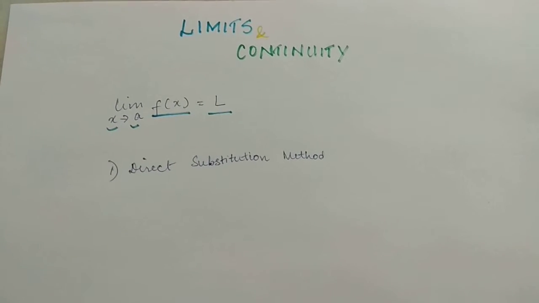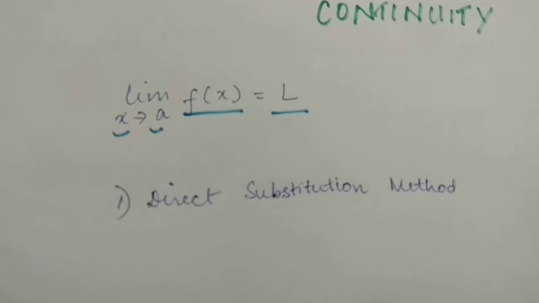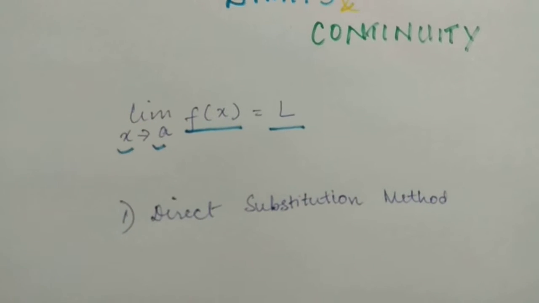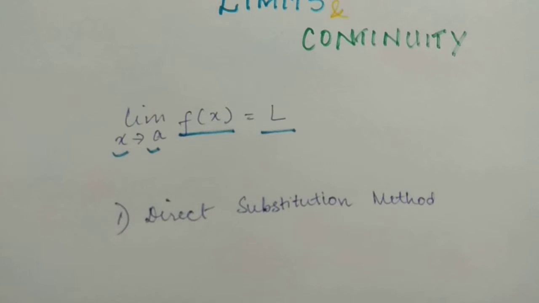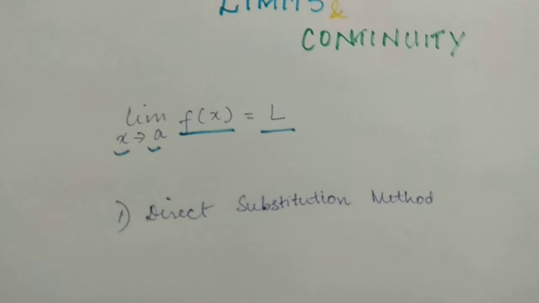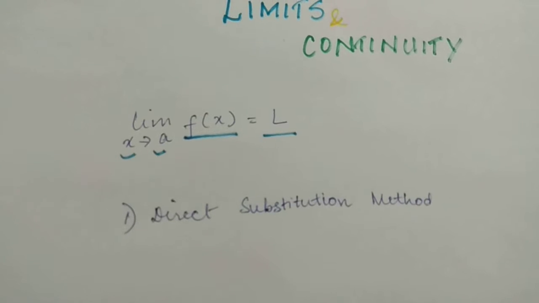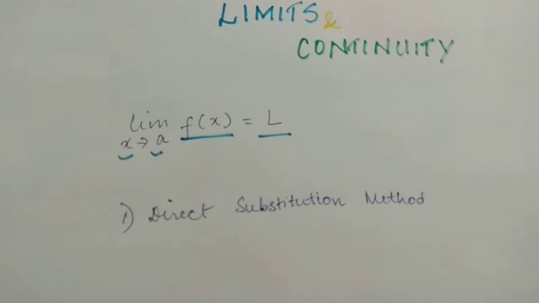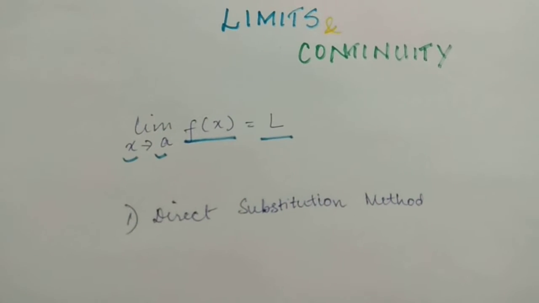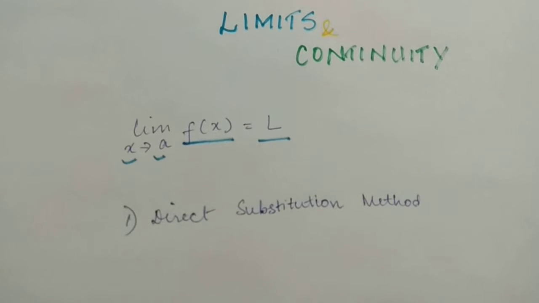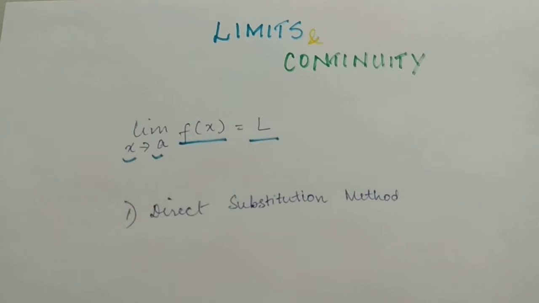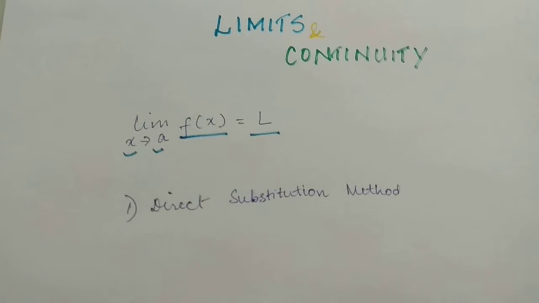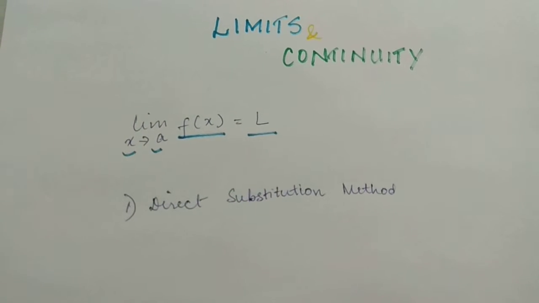Firstly, a limit of a function is denoted like this: limit x tending to a of f of x is equal to L. Here, if f of x wants to attain a value closer to L, then x has to approach or tend towards a value closer to a. I believe that once we start solving the problems, the concept will be more clear.